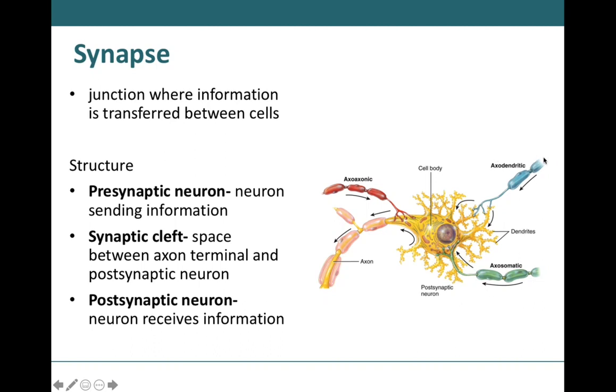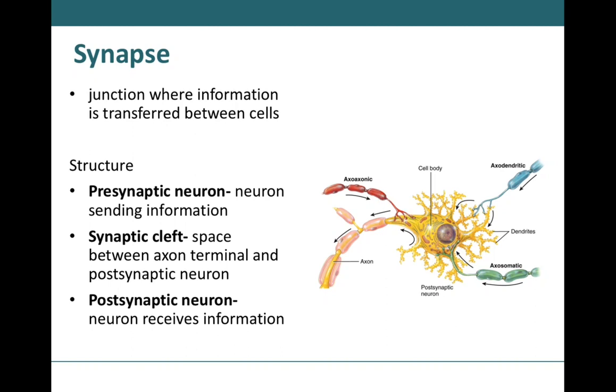We can see the axodendritic is between the axon of our presynaptic neuron and the dendrites of our postsynaptic neuron. And we see the axosomatic synapse, which is going to be between the axon of our presynaptic neuron, and you can see that this is now synapsing on the cell body of our neuron. And the axoaxonic is between the axon of the presynaptic neuron and the postsynaptic neuron's axon.